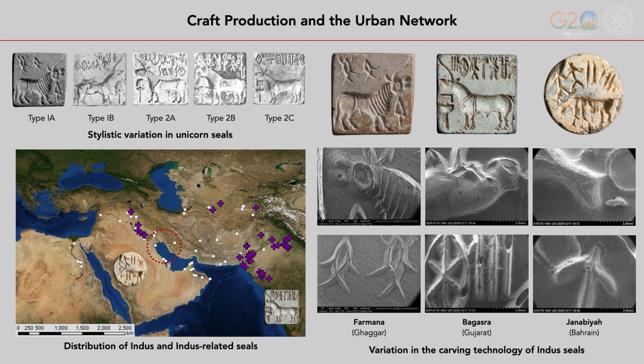Indus-related seals from the Gulf region, which are called the Gulf-type seal, have been regarded as a testimony to the external connection of the Indus urban society, but recent studies are showing a more complicated picture of interaction. While they have a composition of iconography and signs identical to the seals from the Indus, the carving style and technology are considerably different from those of the Indus region.